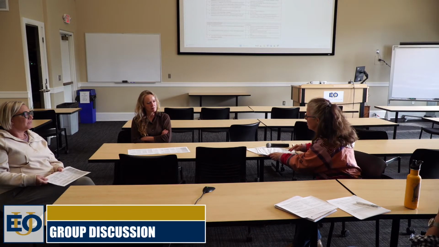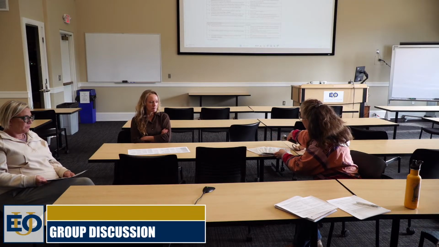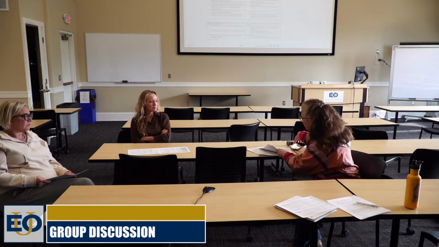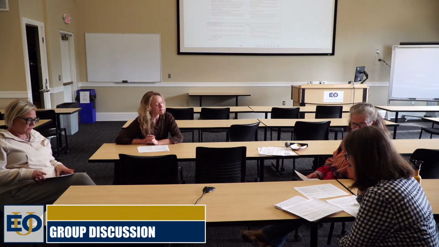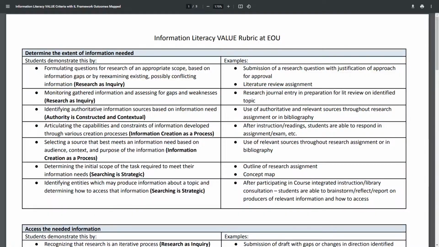Well, in addition to the rubrics, the EOU library staff put together a set of example strategies to go along with these rubric categories. And that's our last handout. Without going too much into the history of it, it was an attempt to map the information literacy value rubric from AAC&U to the EOU library instruction program's information literacy learning outcomes.